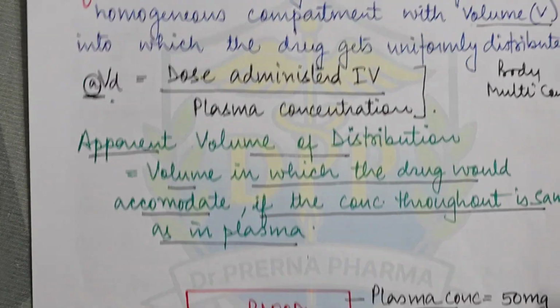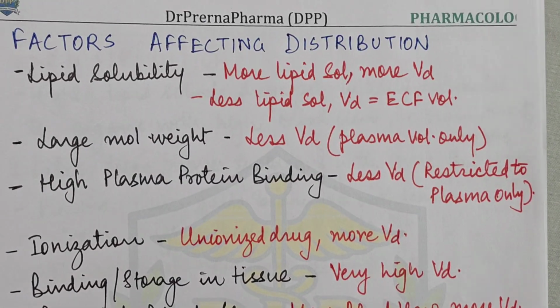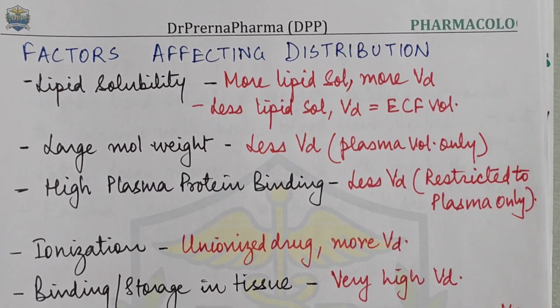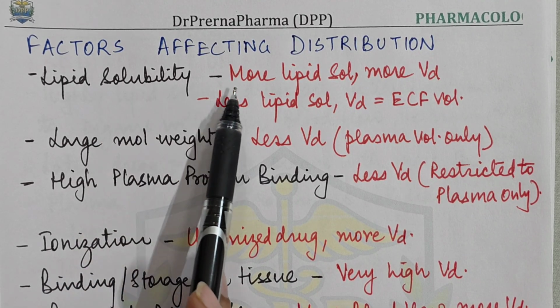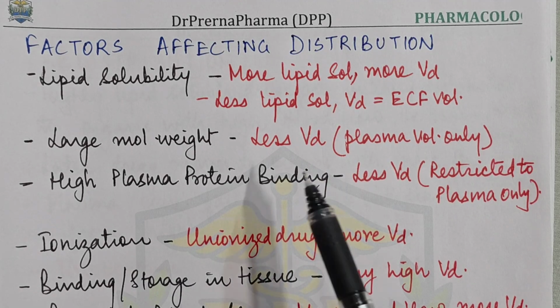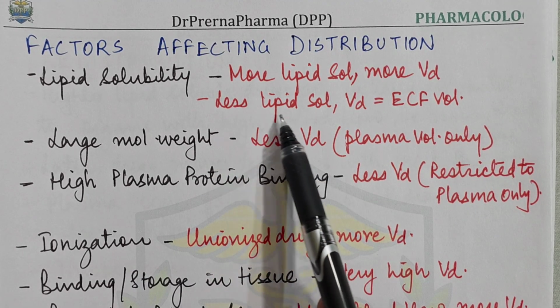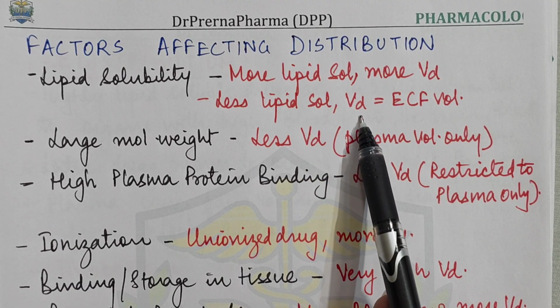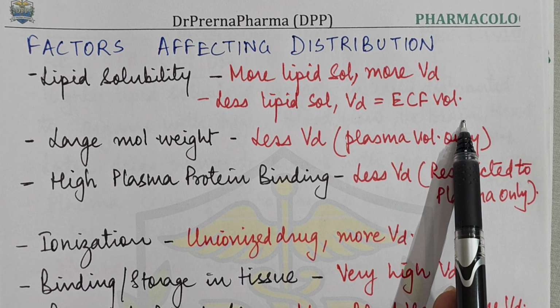Okay, and this is the formula, this is the definition which you are supposed to write in the exam if it comes. So let's see now what are the factors which affect distribution. As usual, the first factor is lipid solubility. The more the lipid solubility, the more the volume of distribution, because the drug is going to go into many tissues by passive diffusion. It will cross the membranes. If there is less lipid solubility, then the drug will be restricted to the ECF compartment only, and VD will be almost the same as ECF.